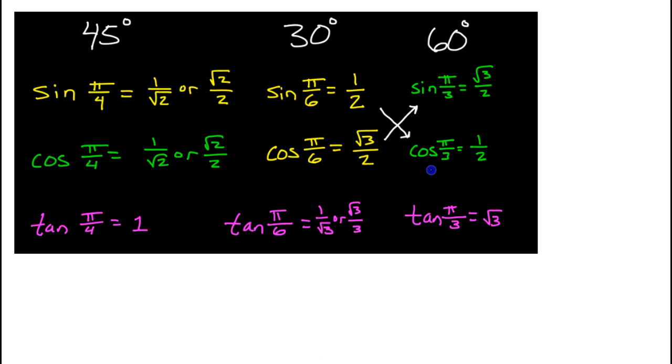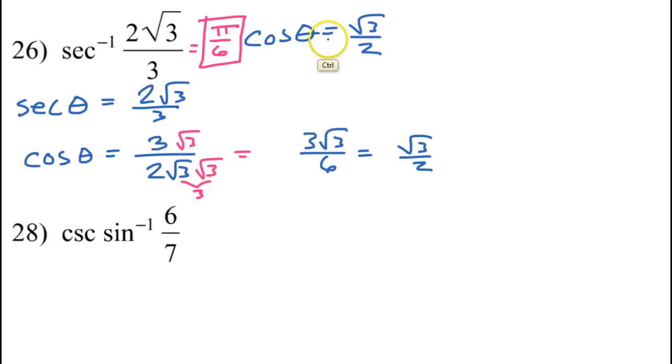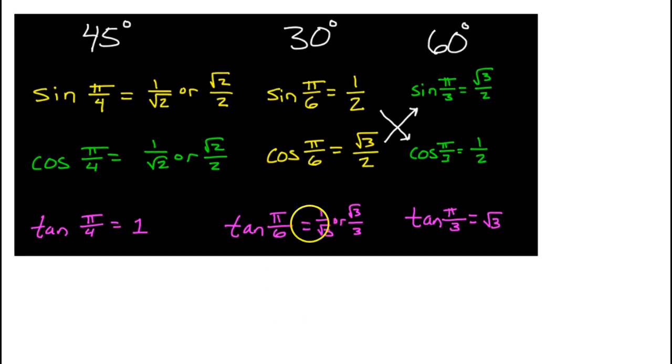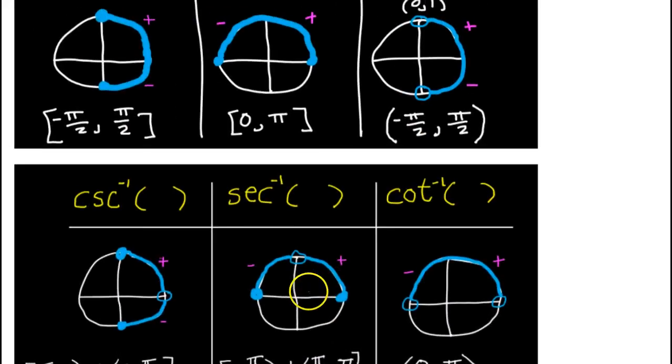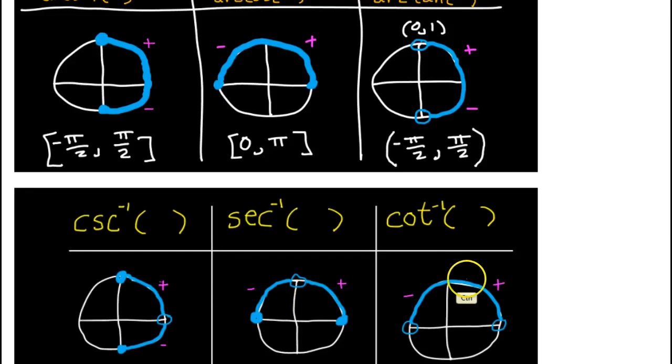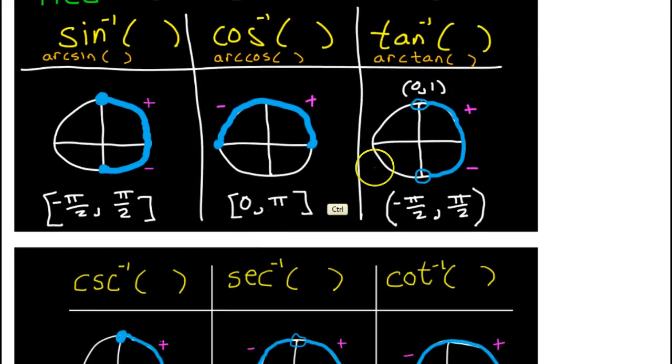Okay, because we memorized that the cosine of pi over 6 is radical 3 over 2. All right, it's in the first quadrant, so I don't have to think hard about it. I don't have to worry about the restrictions because look at all of these. All of these, the blue zone is the zone where the function is defined. All of these are defined in the first quadrant. So if I get a first quadrant answer, I know it's good.